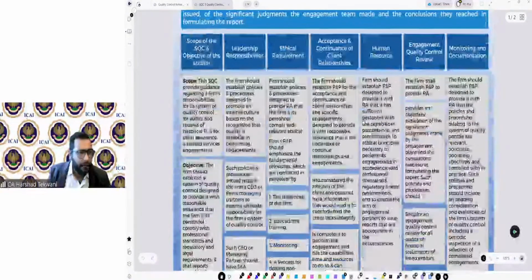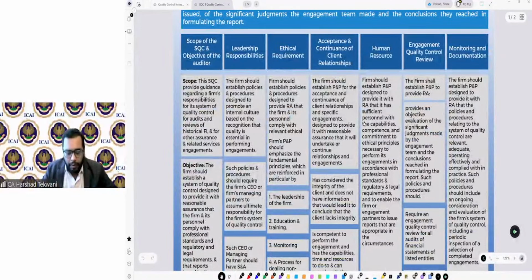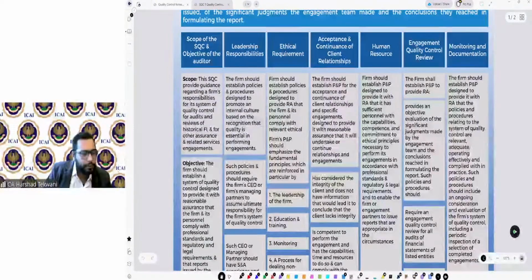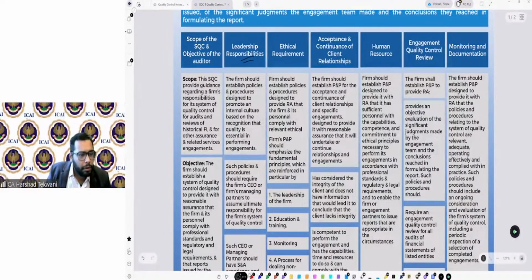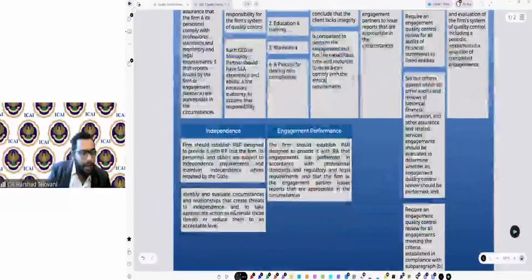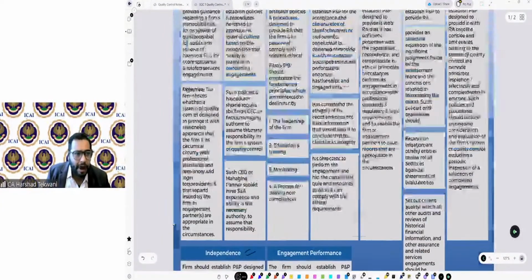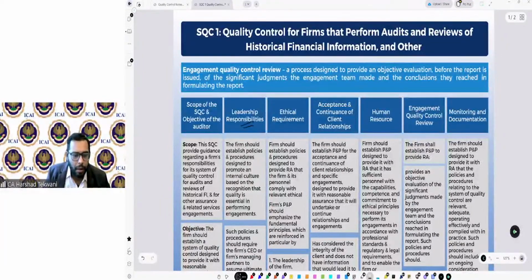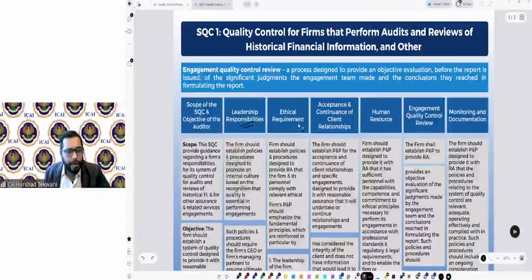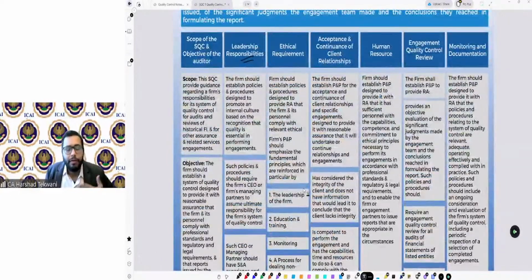So till now, we have seen leadership responsibilities. We have seen the independence requirements, that is done. Now about the ethical requirement. Okay. Ethical requirement is something we need to understand from the point of view of what detailed requirements SQC1 says about ethical requirement.